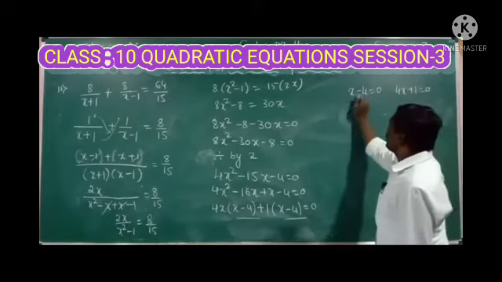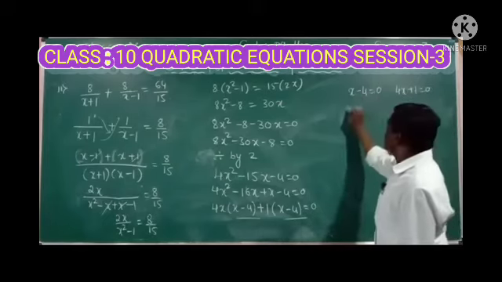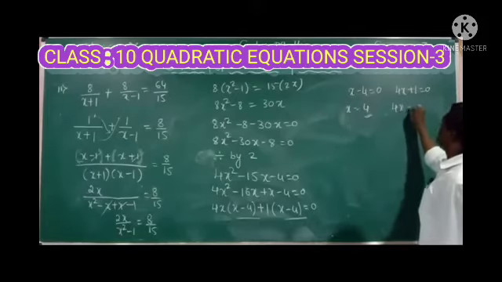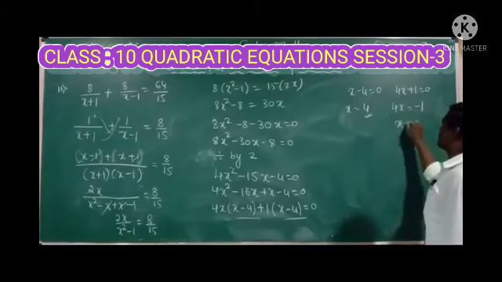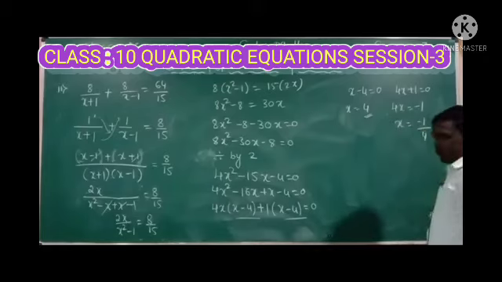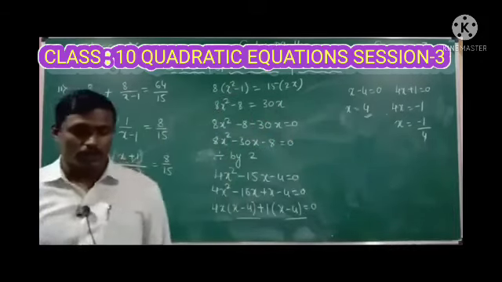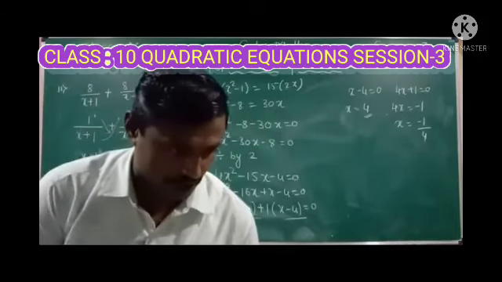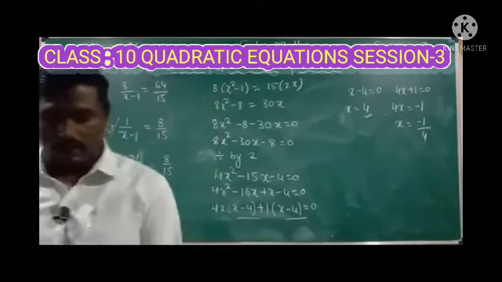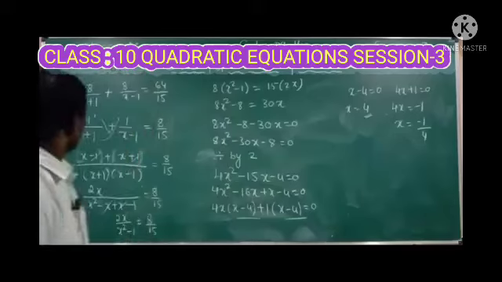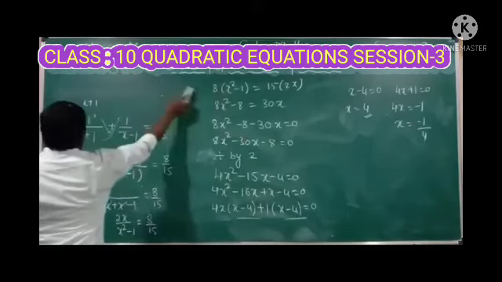Now x minus 4 is equal to 0 means x is equal to plus 4, and 4x plus 1 equal to 0 means 4x is equal to minus 1, x is equal to minus 1 by 4. These two are the required roots of the quadratic equation, okay.